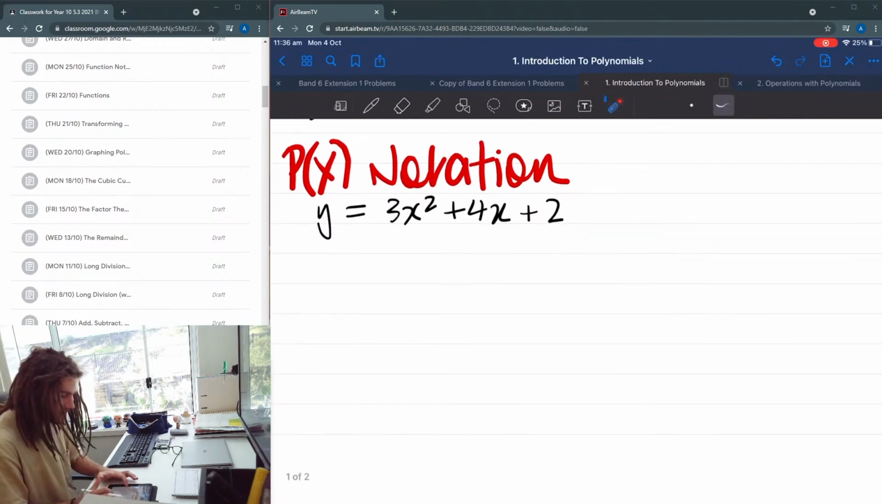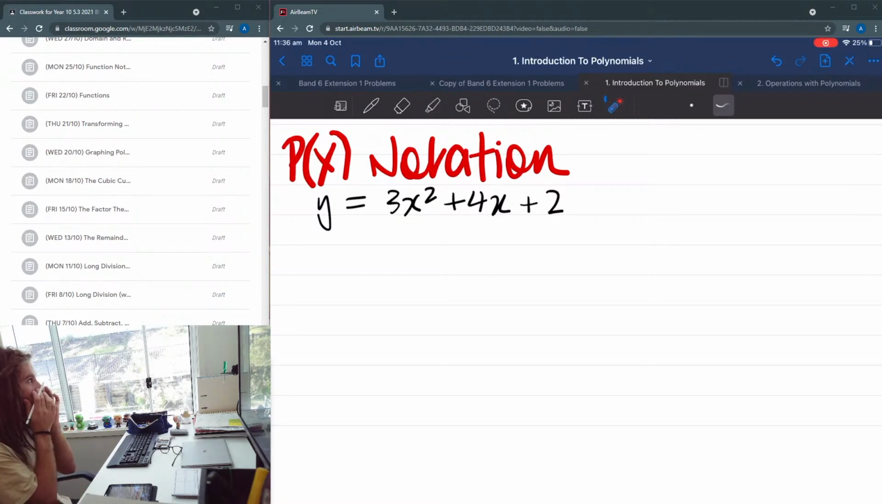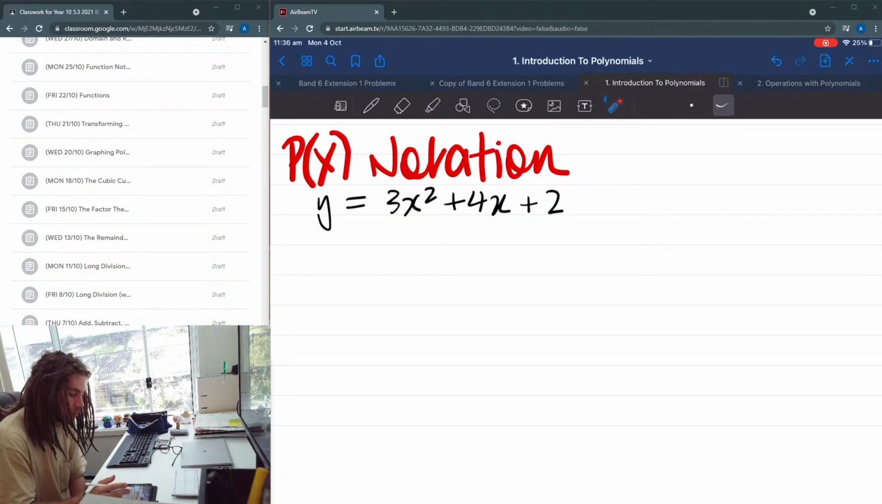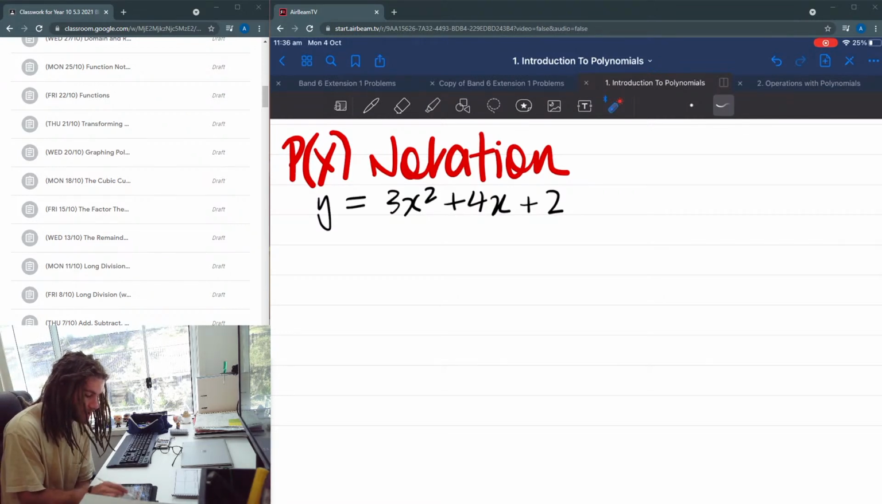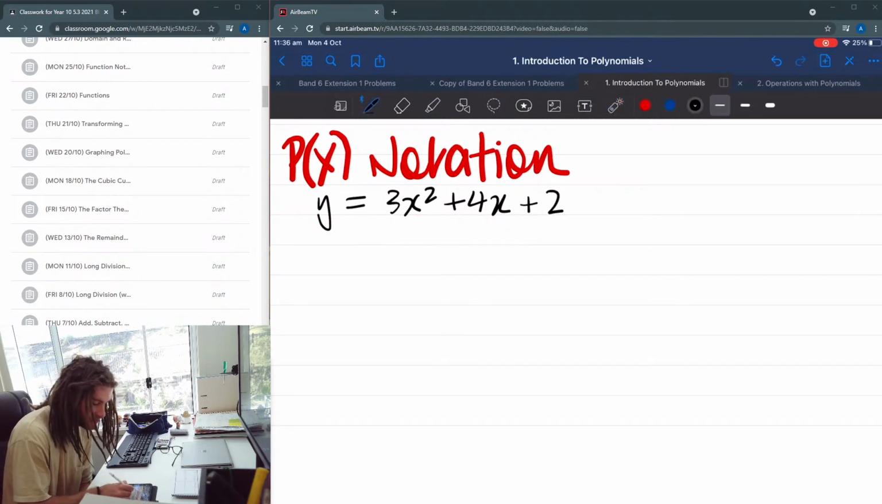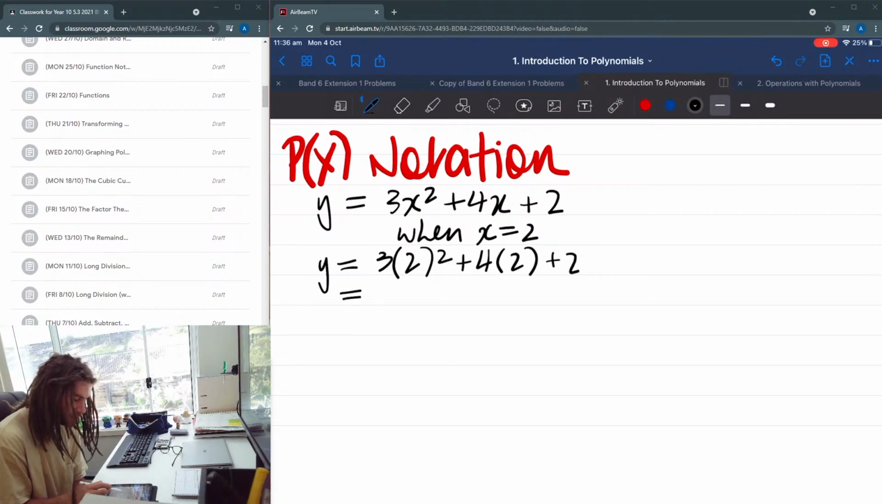Okay, this is a parabola. It's a quadratic polynomial. Now, what we do is we put x values in as an input, and then the output is a y value. So a lot of questions will be like, okay, here's your expression, tell me what happens when x equals 2. Then when x equals 2, I have y equals 3 times 2 squared plus 4 times 2 plus 2, and that's equal to 12 plus 8 is 20, so that's 22.